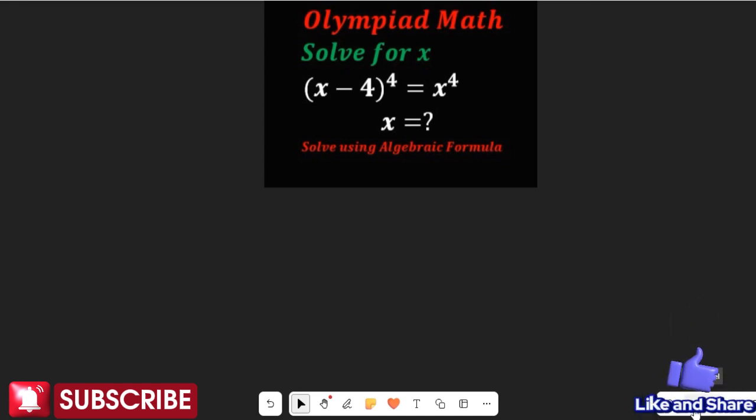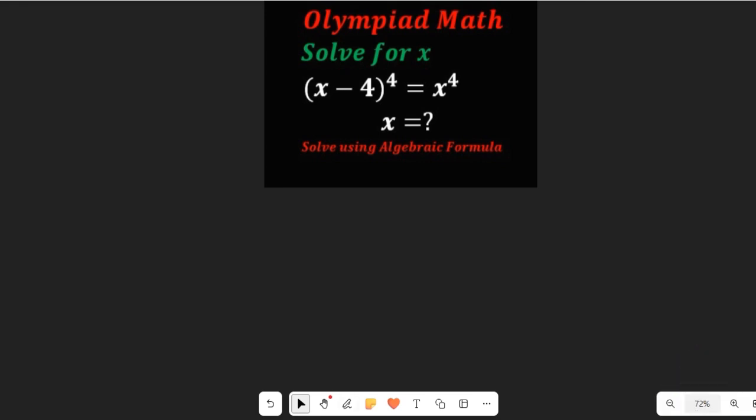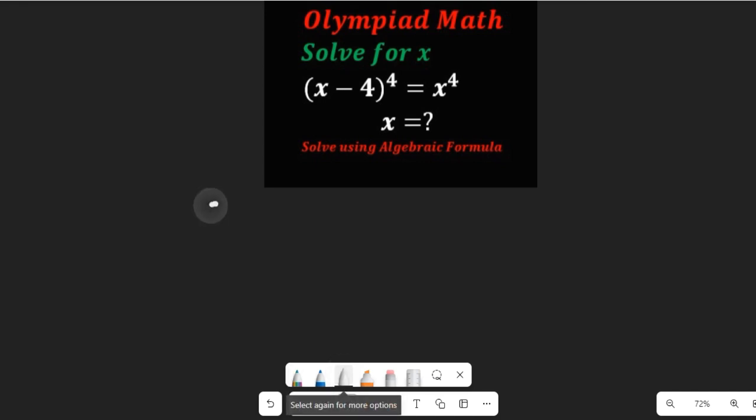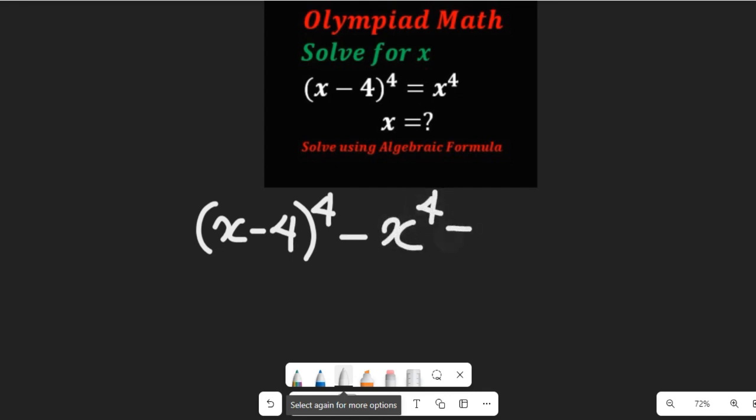Now, from this expression, the first thing I want you to note is that we can take the expression on the right hand side to the left hand side, thereby making the right hand side equal to 0. And let's do just that. If we do just that, the expression becomes (x minus 4) all to the power of 4 minus x to the power of 4, and the right hand side will be equal to 0.